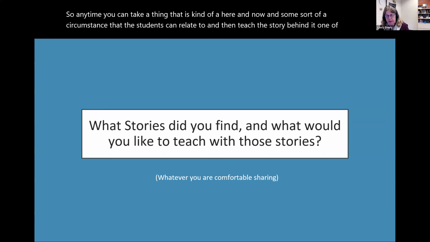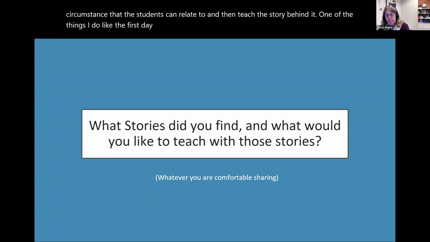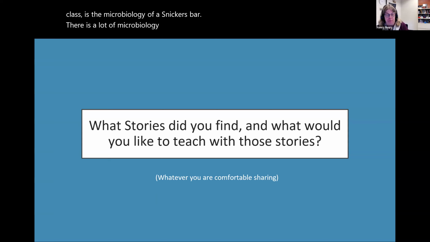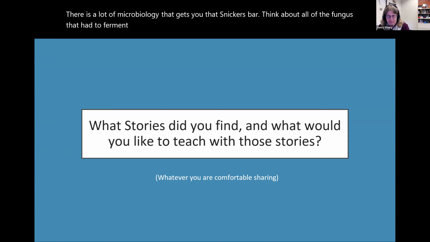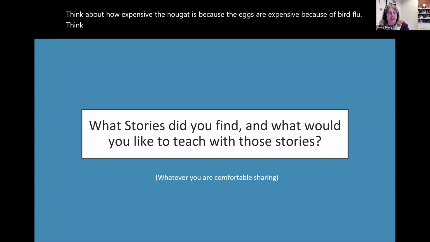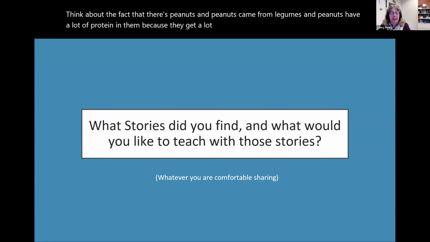One of the things I do the first day in my general micro class, my 300 level micro for majors class, is the microbiology of a Snickers bar. There is a lot of microbiology that gets you that Snickers bar. Think about all of the fungus that had to ferment the chocolate. Think about how expensive the nougat is because the eggs are expensive because of bird flu. Think about the fact that there's peanuts, and peanuts came from legumes, and peanuts have a lot of protein in them because they get a lot of nitrogen because they're legumes.